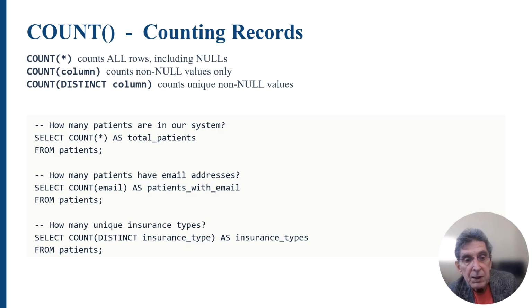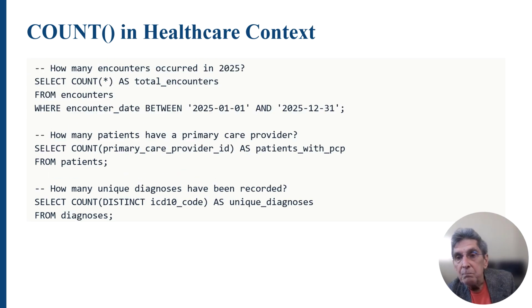When you select count of email as, and giving it the alias of patients with email from patients, it is going to ignore the nulls. And finally, the final example, select count distinct insurance type, then giving it the alias insurance types from patients will give you a count of how many different insurance providers are in your database. These are 3 examples that show count applied to real health scenarios using, for example, our X-Health database.